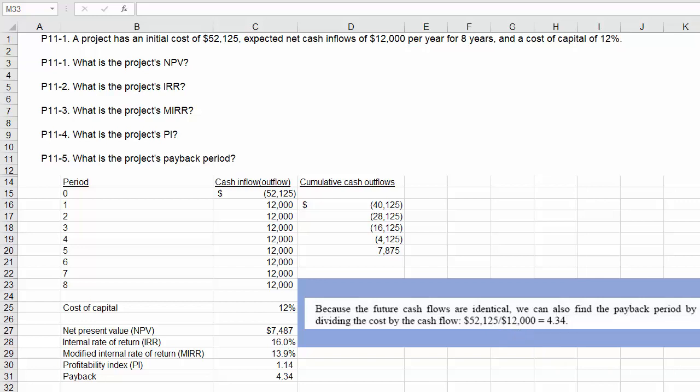Okay, and that's this problem showing you how to tackle NPV, IRR, MIRR, PI, and payback, which some people also refer to as just simple payback.